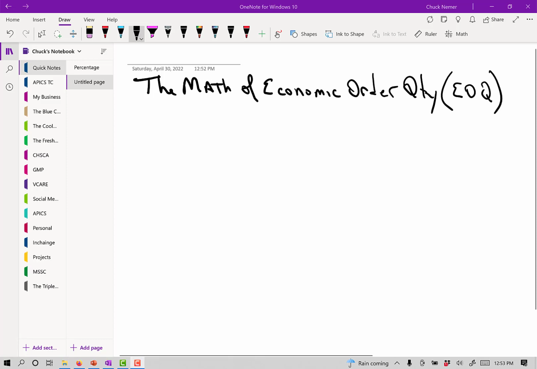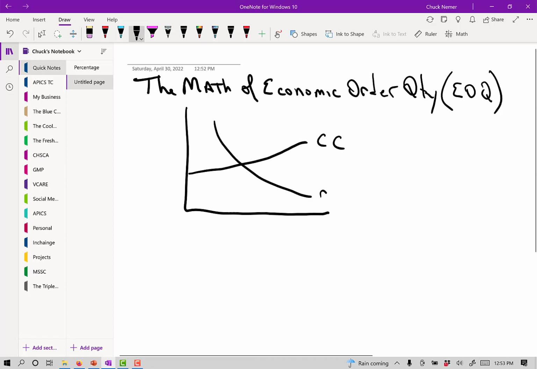For our video here, we're going to look at the math of EOQ, the economic order quantity. As a visual person, this is the point where the carrying cost equals the ordering cost, this point of intersection right here. And this is where we're looking against quantity that we buy versus the cost.